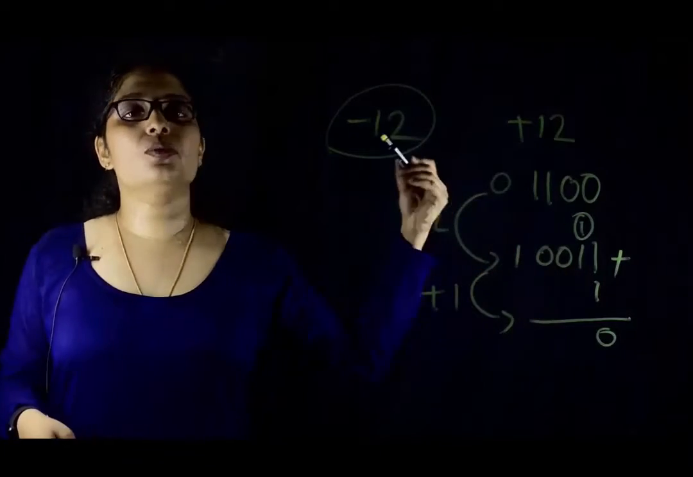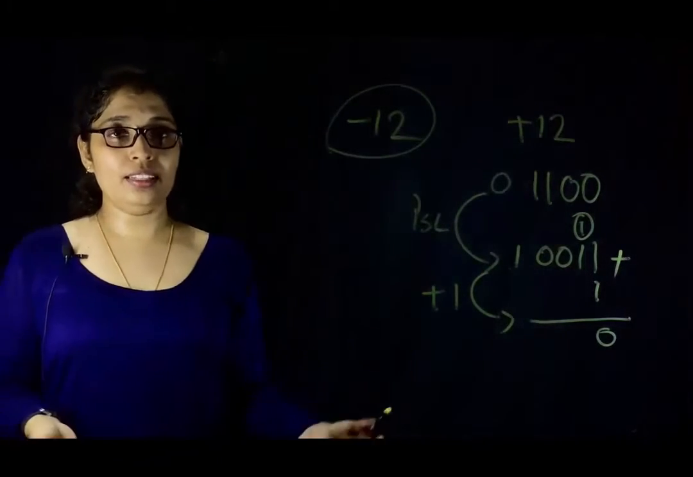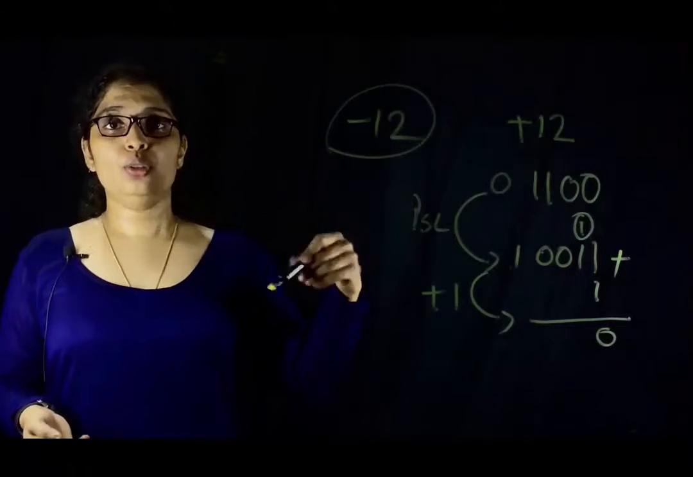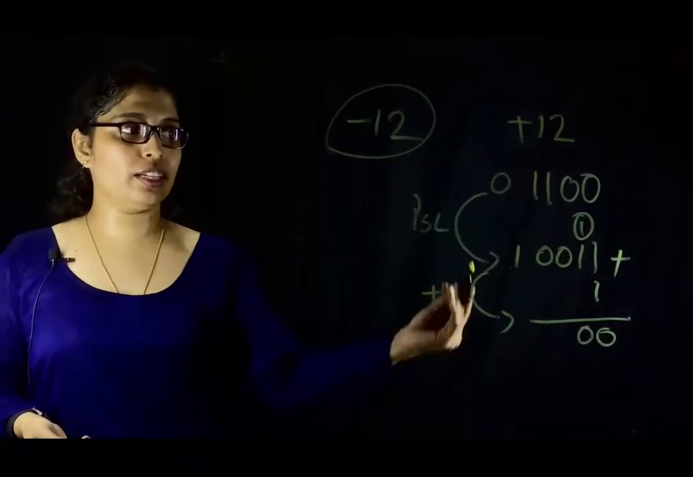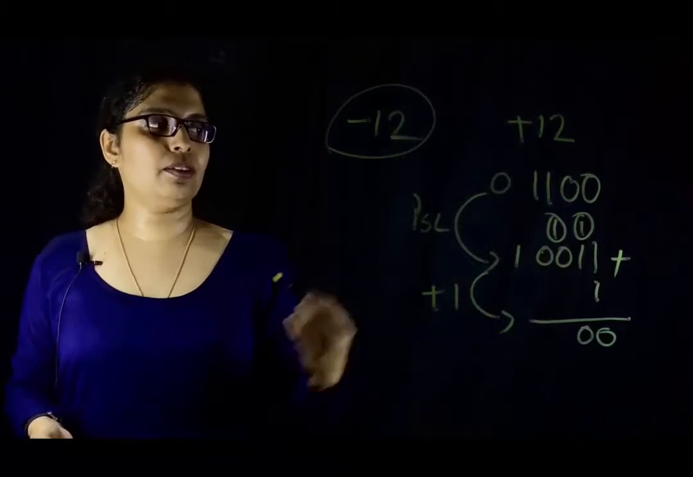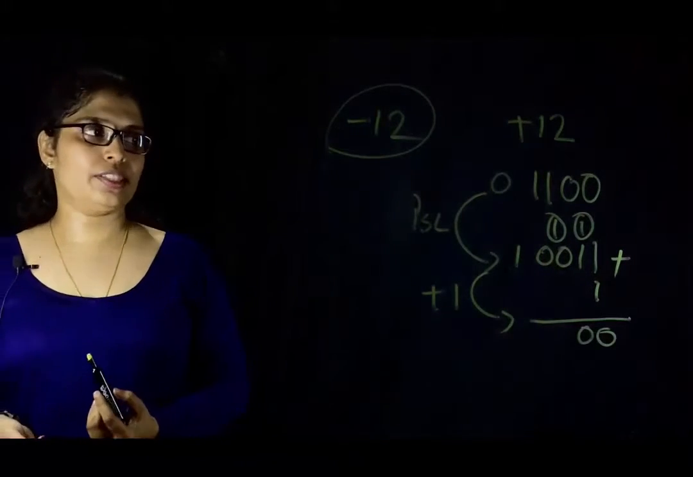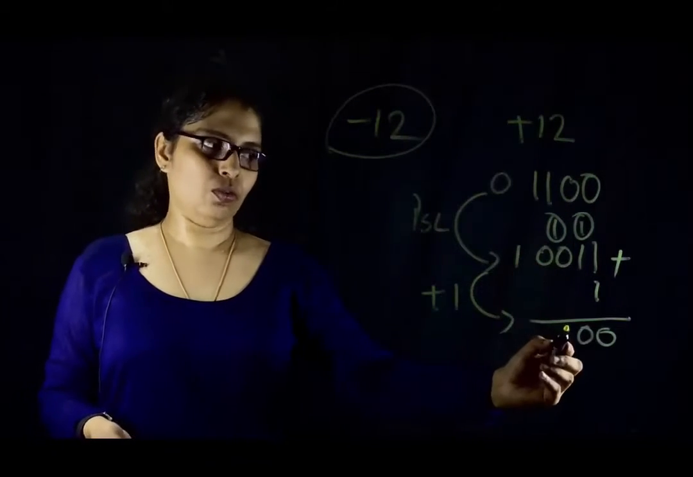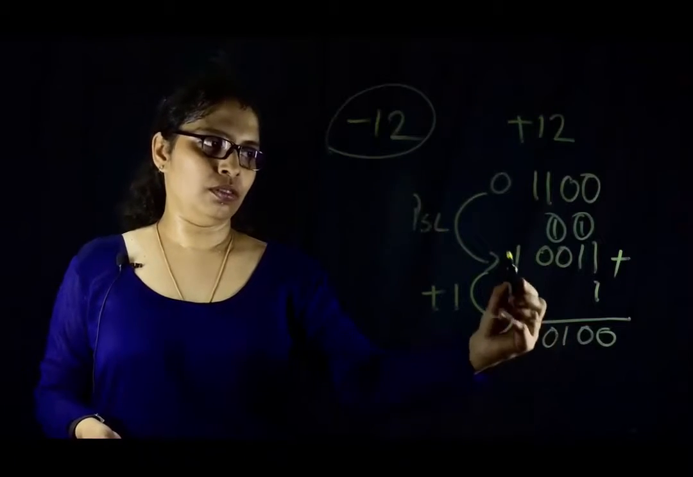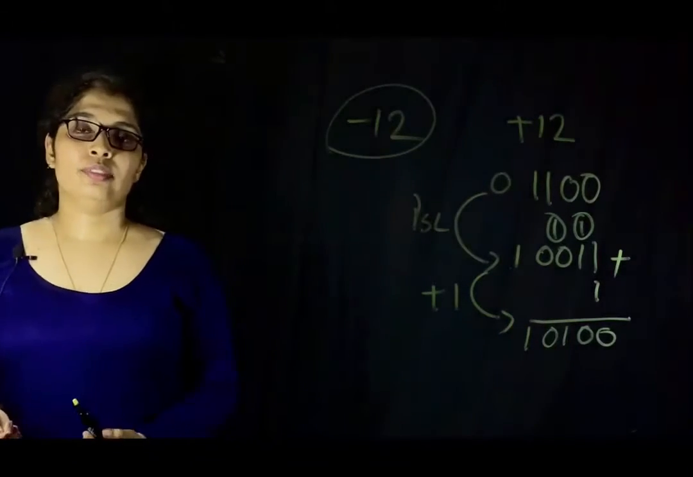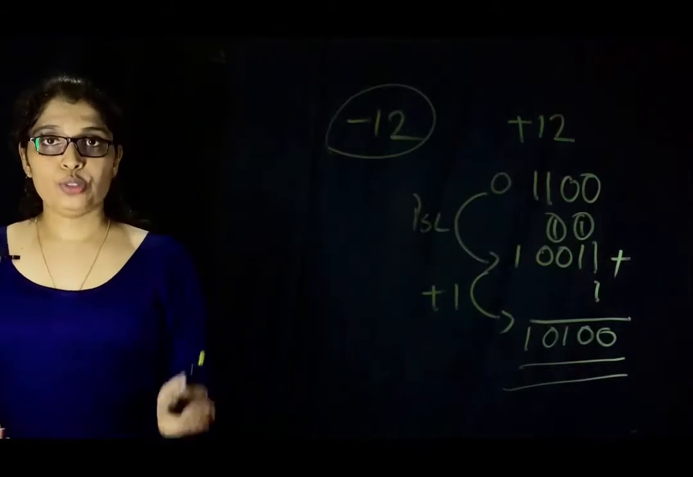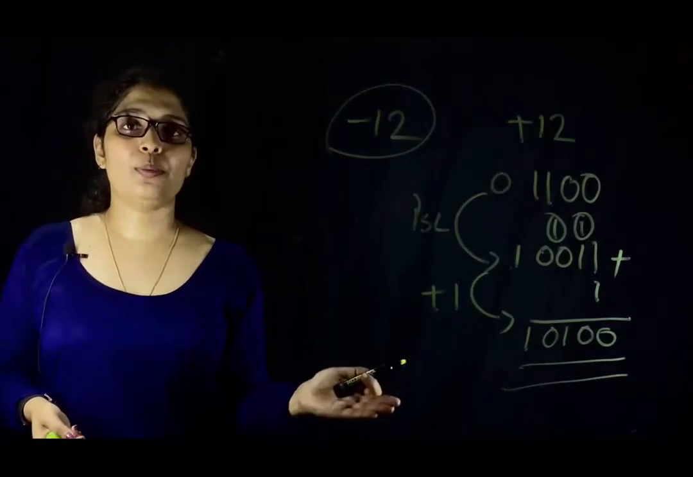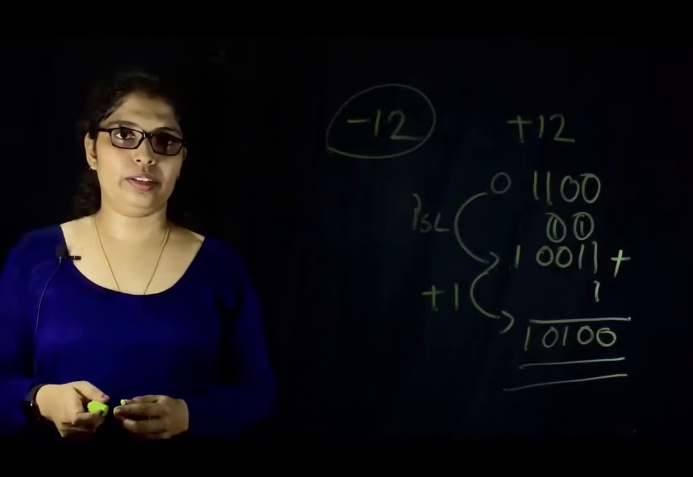Then 1 plus 1, again the value is 2. 2 in binary is 1, 0. So put that 0 over here, pass that 1 as a carry to the next level. Now 1 plus 0, 1, 0, 1. So this will form the 2's complement representation corresponding to our minus 12.